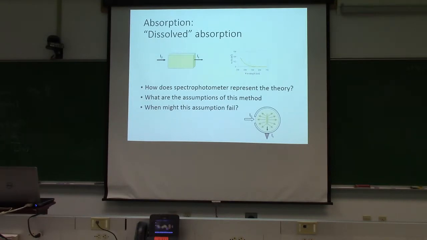So the absorption coefficient in units of per meter is equal to log base e of 10 times the absorbance, which you measure, which comes out of a spectrophotometer, divided by the path length in meters. The path length is usually in centimeters, so just make sure you convert it to meters.